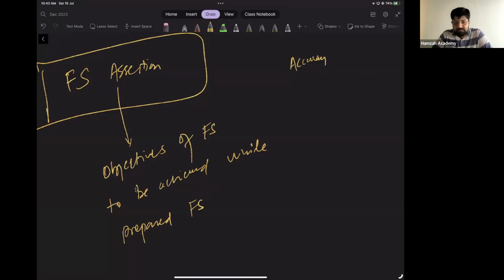Second, cutoff. Cutoff means transactions are recorded in the correct accounting period. You can note down these points. This year's transaction should be recorded in this year, not in the next year, or vice versa. Then, valid transactions, authorized transactions.